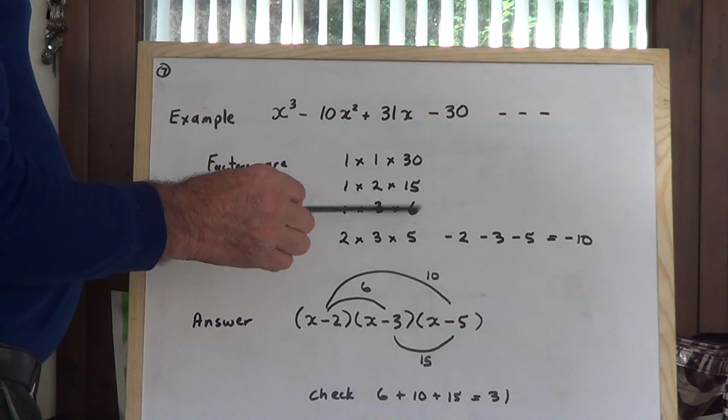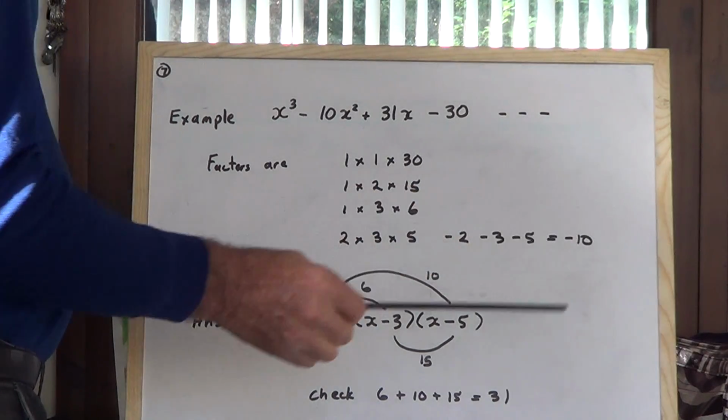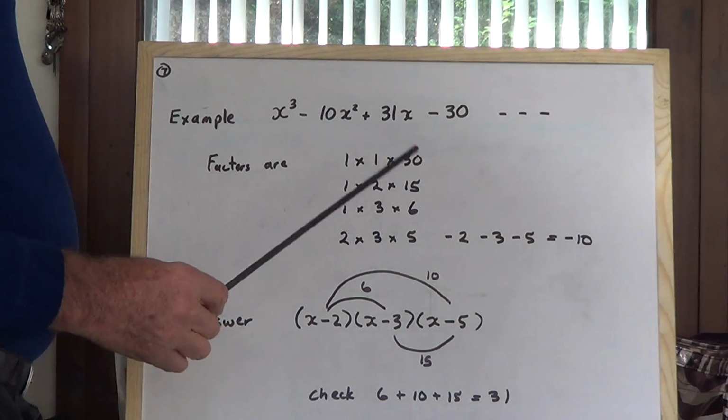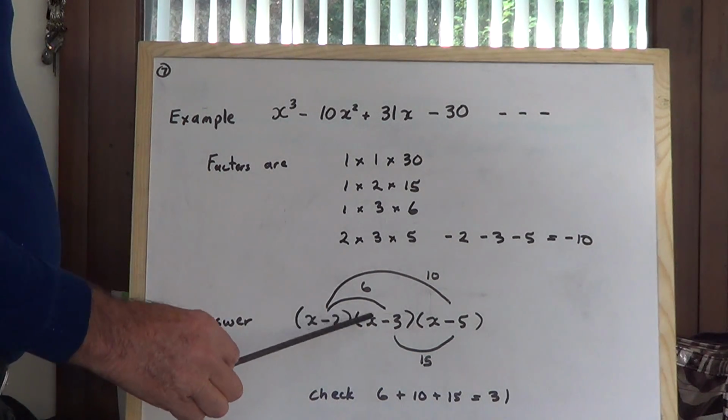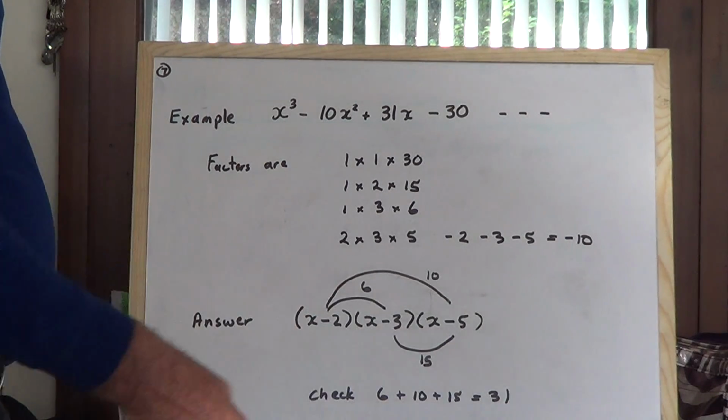We make all those ones negative. If we do that, we get minus 10. So the answers are x minus 2, x minus 3, x minus 5.